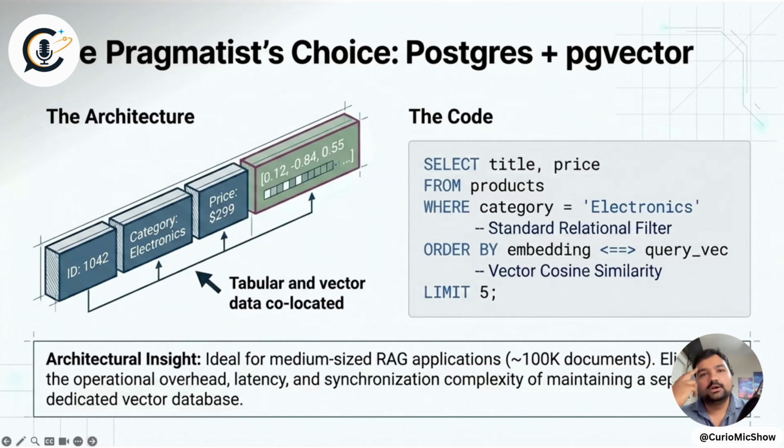This is the power for a medium-size RAG application. If you have around 100,000 documents or a controlled internal knowledge base, Postgres plus pgvector can be practical and efficient. It reduces the operational overhead. It keeps ACID compliance, and it allows developers to use familiar SQL. Sometimes the best architecture is not the fanciest architecture. It is the one your team can actually maintain. Let's optimize the ingestion.